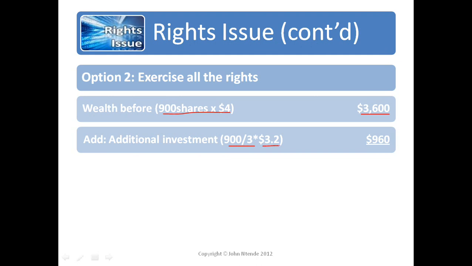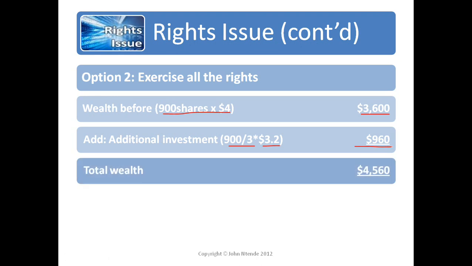And we're purchasing each at 3.2. So this gives us 960. So the total wealth is 4,560.